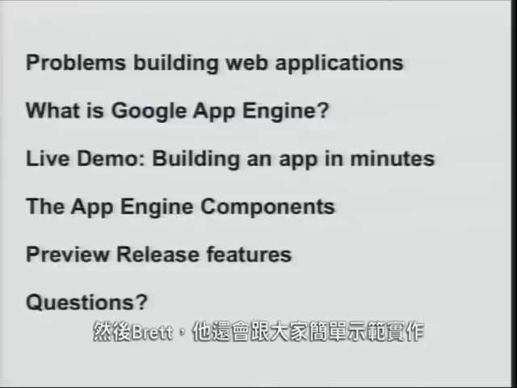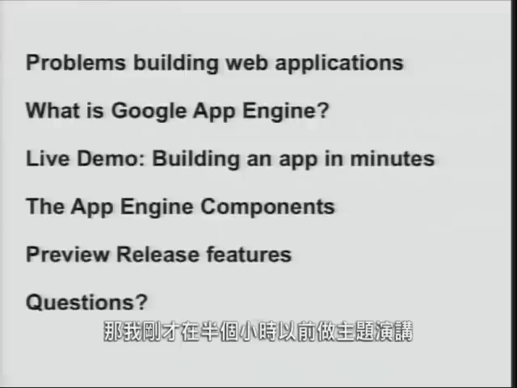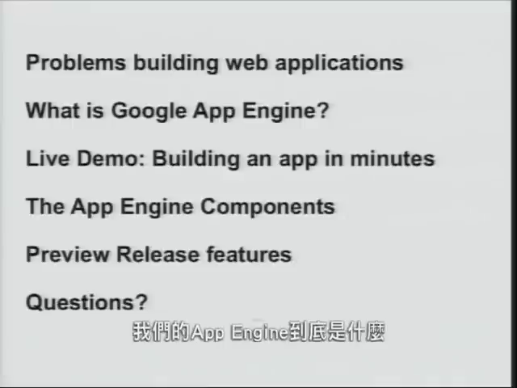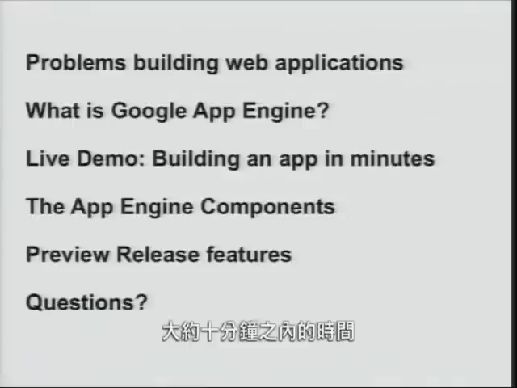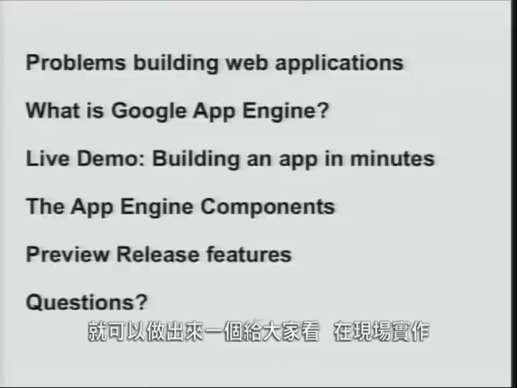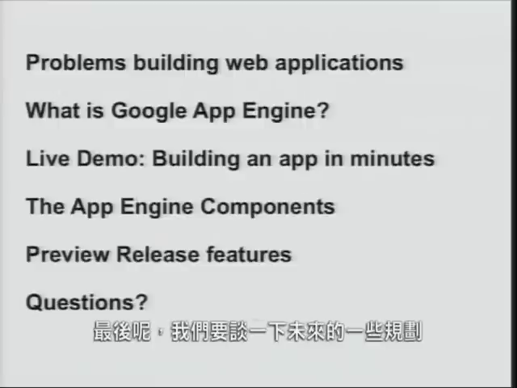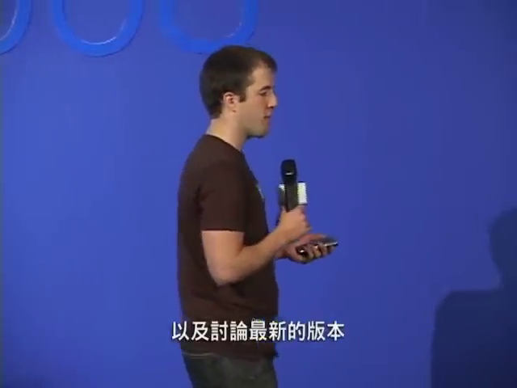I have an agenda right here. I'll start by talking a bit about the problems involved in building web applications. I just talked about those half an hour ago, so I'm not going to spend a lot of time on that. Then I'll talk a little about what Google App Engine is, and then Brett's going to give a great demo of building an application live from scratch in a little less than 10 minutes. Then we'll go through some of the components that make up App Engine in a little more detail. Finally, I'll talk about some of our future plans, what it means to be in a preview release, some of the stuff we've seen. And then we're going to take questions from the audience.